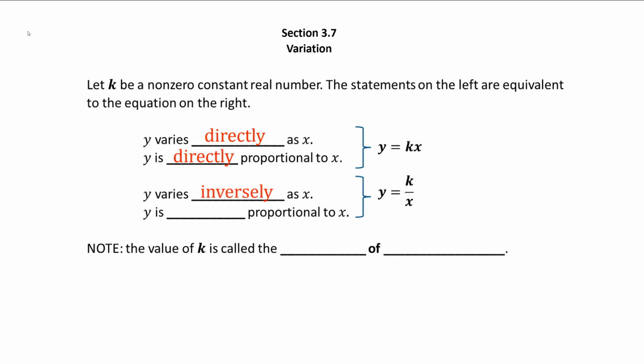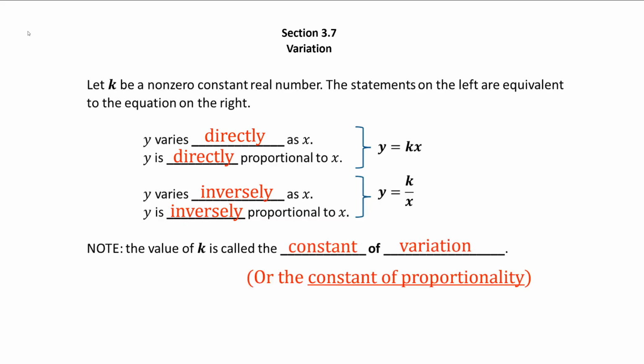Y varies inversely as x, or y is inversely proportional to x. Those mean the same things. If y is k over x, for k being some constant, and the value of k for each situation is called the constant of variation. Another name for k is the constant of proportionality.